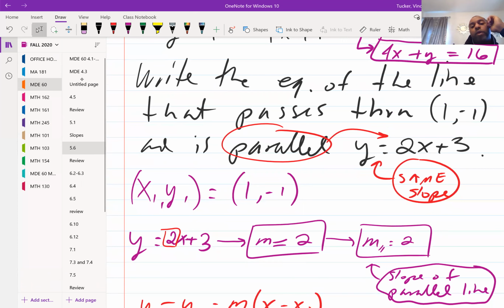So looking at that equation of y equal to 2x plus 3, the slope is equal to 2, and a line that's parallel to that line will have the slope of 2. Remember, it has to have the same slope. So that's the slope we'll use. Remember, we want to create an equation of the line that runs through (1, -1), but it's parallel to this line right here. In other words, have the same slope.